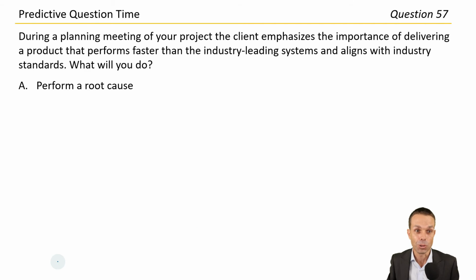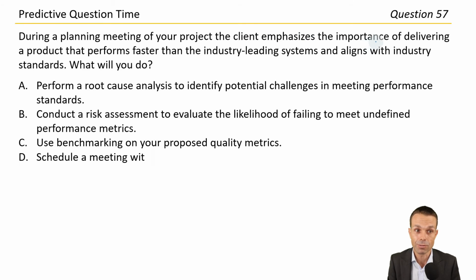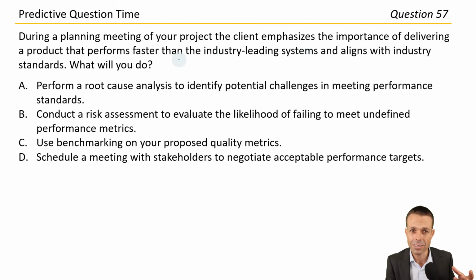4 to go. During a planning meeting of your project, the client emphasizes the importance of delivering a product that performs faster than the industry-leading systems and aligns with industry standards. What are we going to do? Good question. Let's get some tips from the answers here. See if anything stands out.